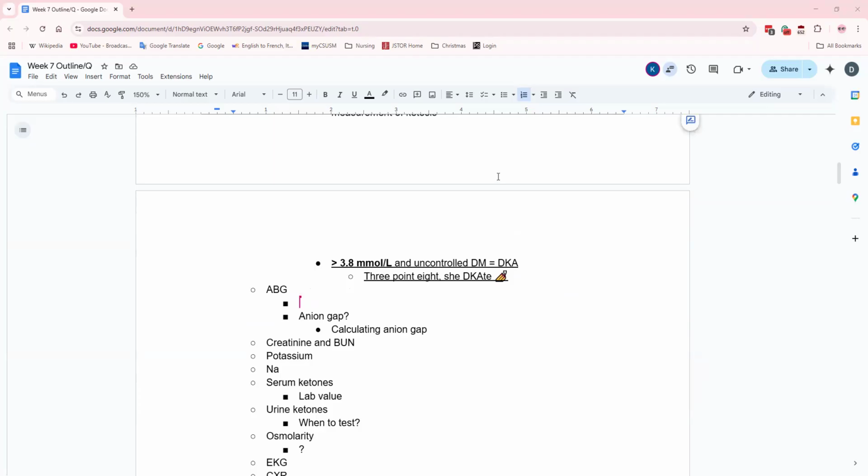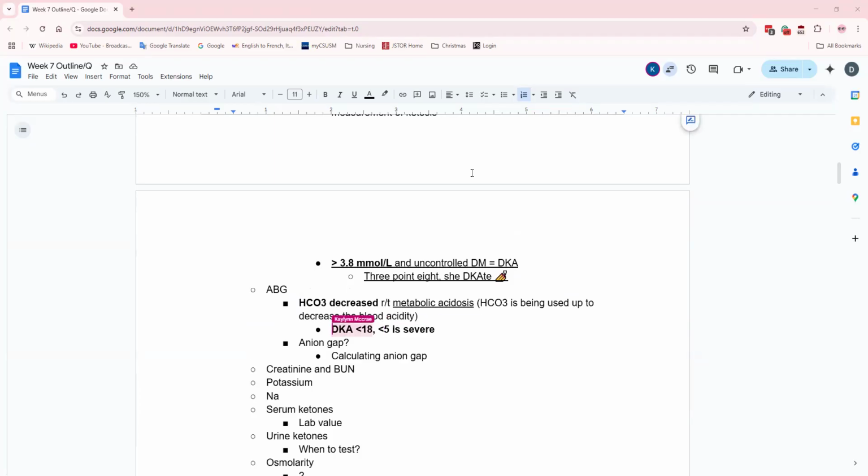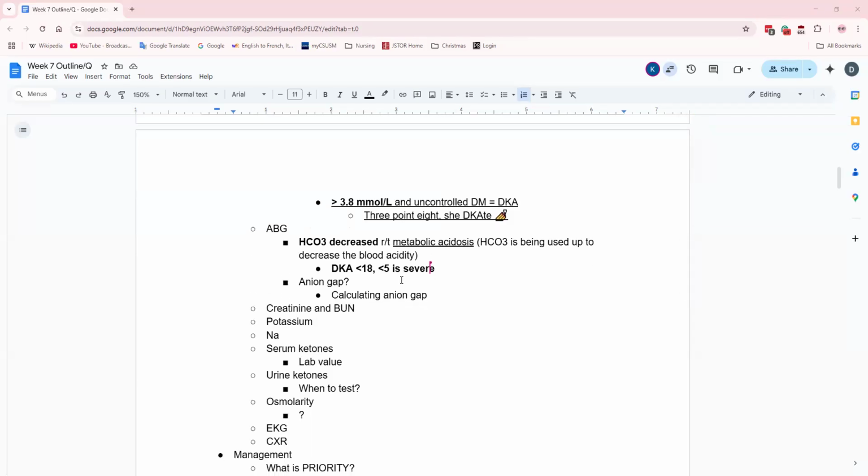Yes, yeah, so DKA is described as a bicarb anything under 18, and under 5 is severe. If you remember, 22 to 26 or 28, depending on where you're looking, is your normal range. So getting down to 5 is a little scary. I think it's a little scary.